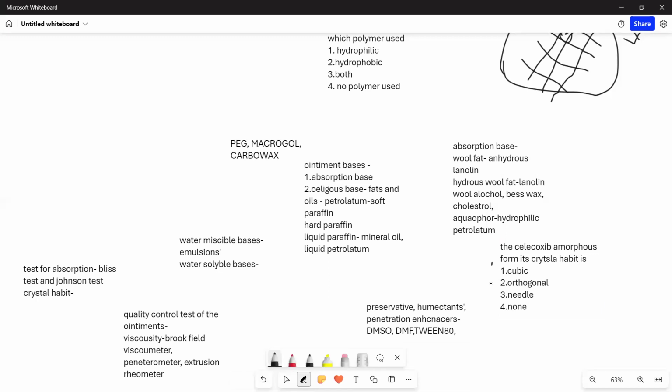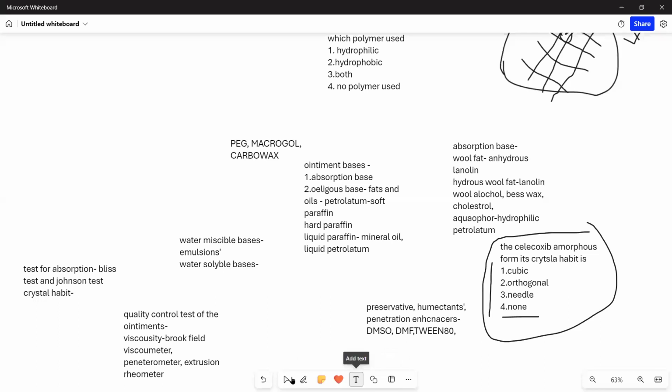Come on, guys, I want everyone's answer. Great, guys. The amorphous form does not possess any crystal habit, so it is none. So the crystal habit is determined by XRD, X-ray diffraction, or by optical microscopy.